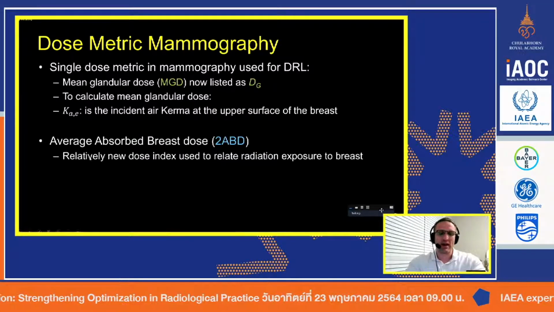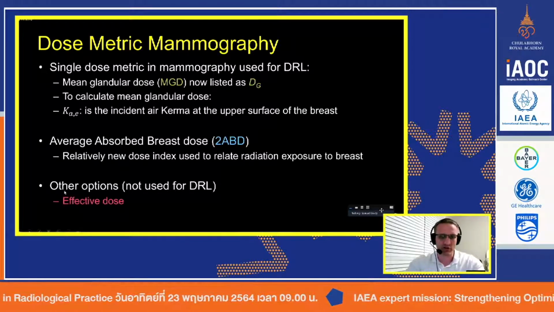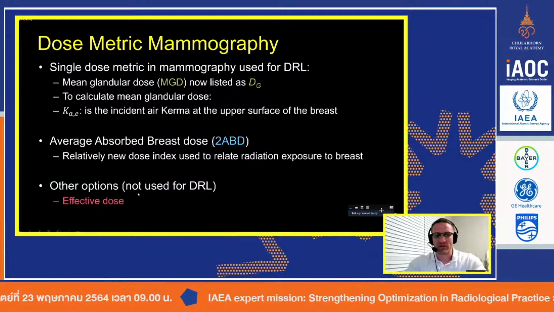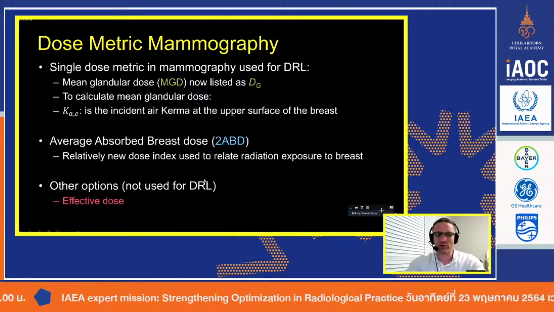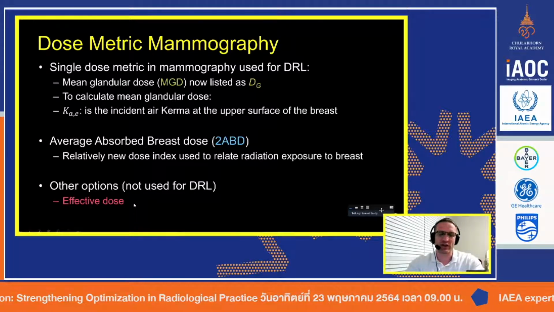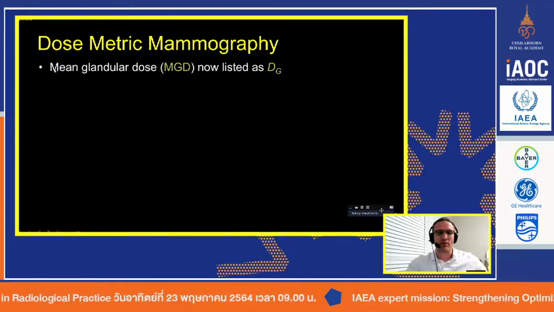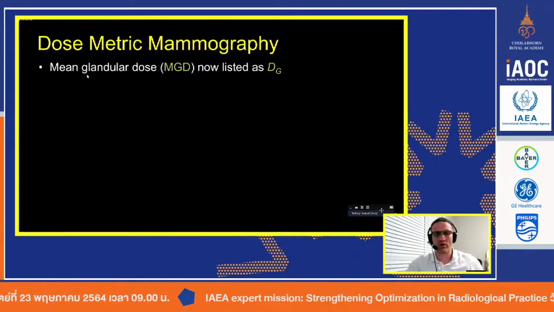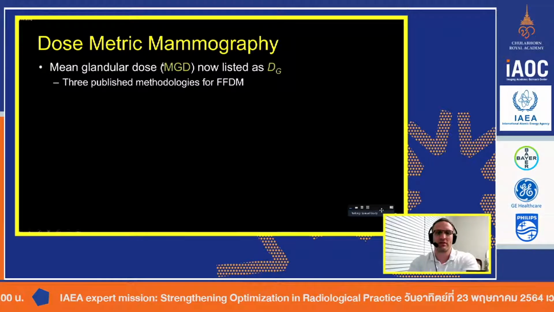Now we should briefly talk about how in the literature you'll also see people refer to effective dose for breast imaging. We've said this many times, but we do not use effective dose to calculate or publish DRLs. But I have one slide, and I'll talk a little bit about how we use effective dose in mammography. Mean glandular dose, because it's still the main metric for DRLs, is what we're going to focus the majority of our talk today on.